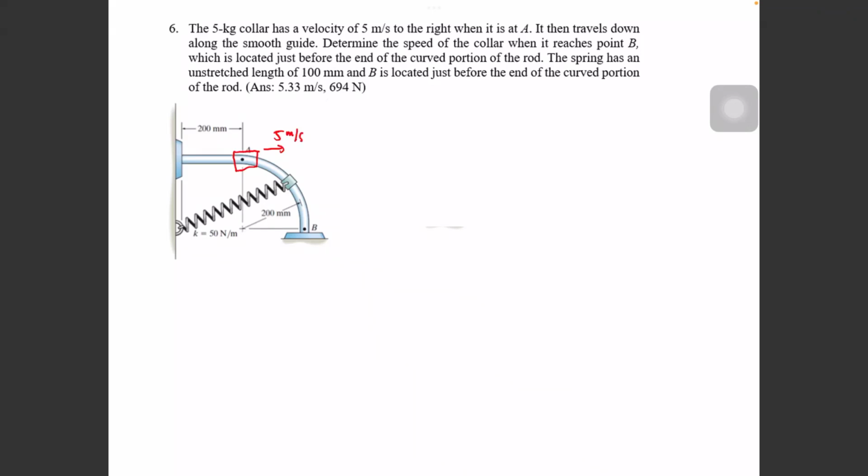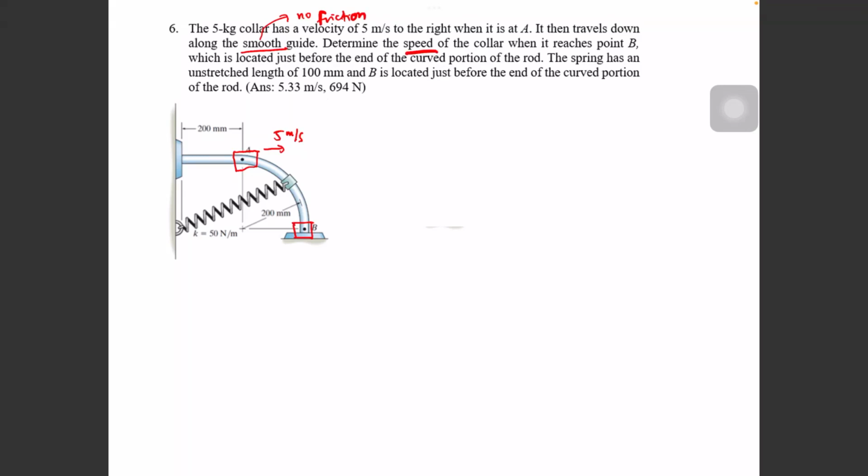It then travels down along a smooth guide. Smooth guide means no friction. Every keyword is important, you know. It's a smooth guide, no friction. Determine the speed of the collar when it reaches point B. So it reaches here, point B, which is located just before the end of the curved portion of the road. The spring has an unstretched length of 100 mm. Repeated again. So what equation can you use? No friction here is an important keyword.